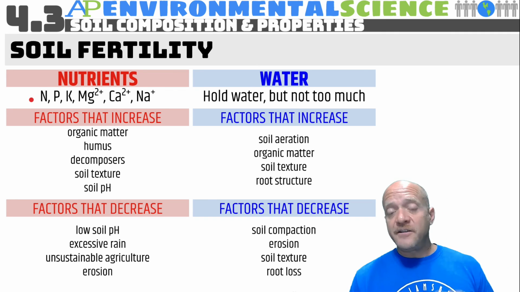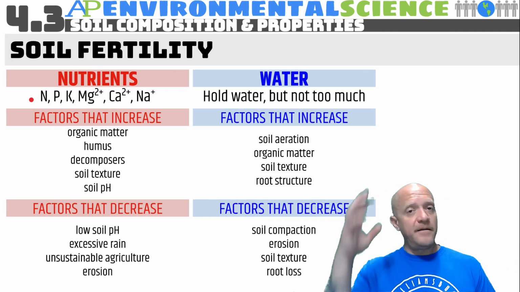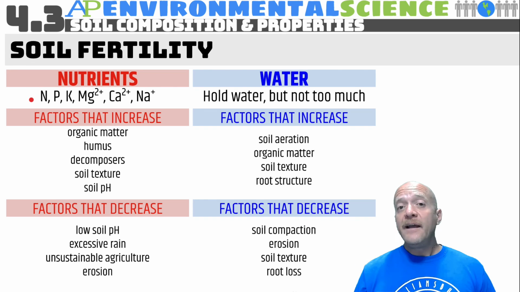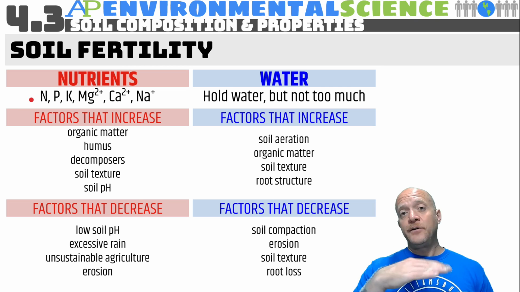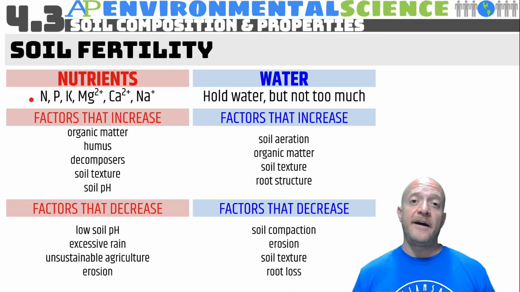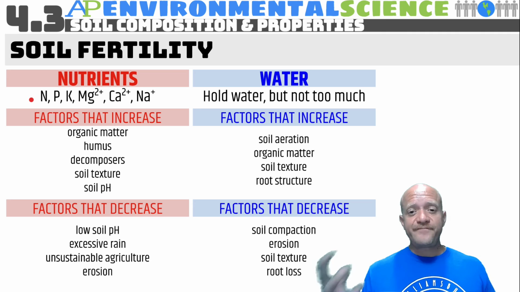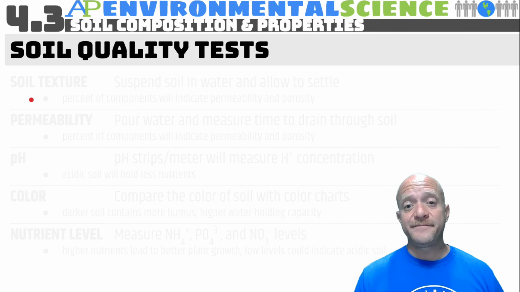The soil texture: if there's too much sand, the water will go right through the soil, not hold any water, and the soil will be very dry. If there's too much clay, the soil will be waterlogged, and then the water cannot infiltrate into the soil. And if you lose roots entirely, there's nothing to hold that soil in place.